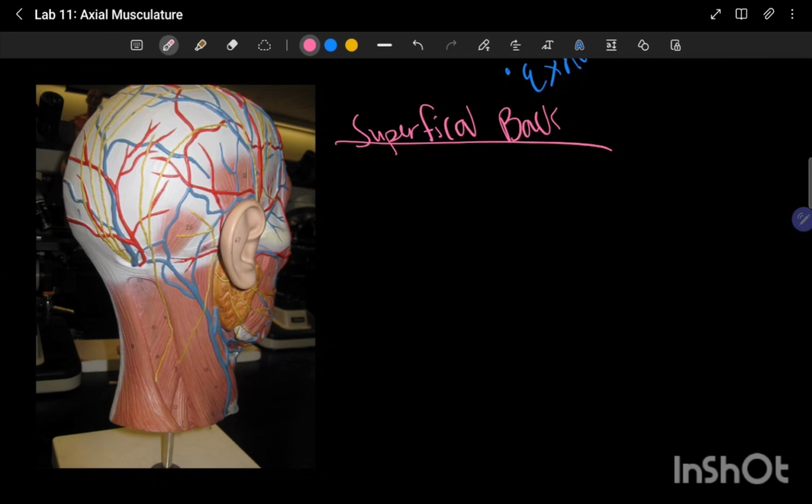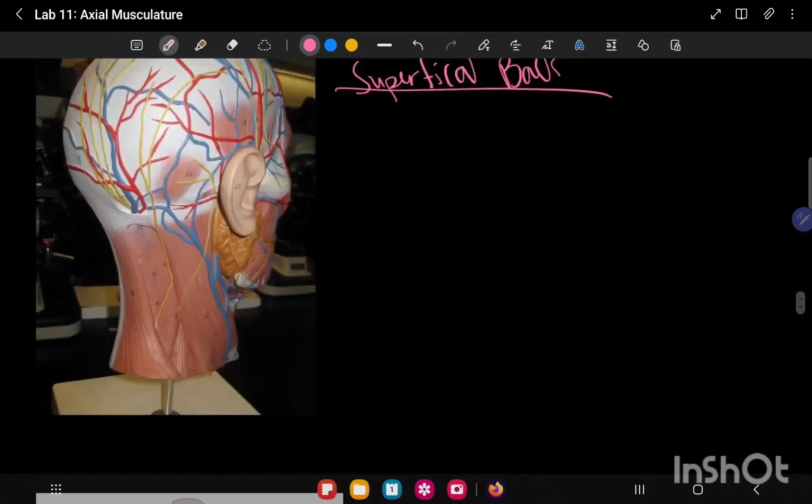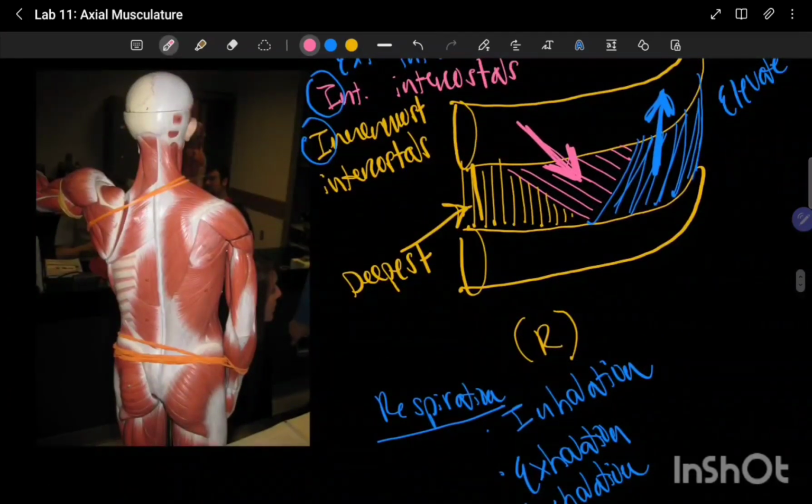So first up we have our trapezius. So let's scroll down here just a little bit, or up perhaps. There we go. Yep, so I'm going to clear this out of the way.